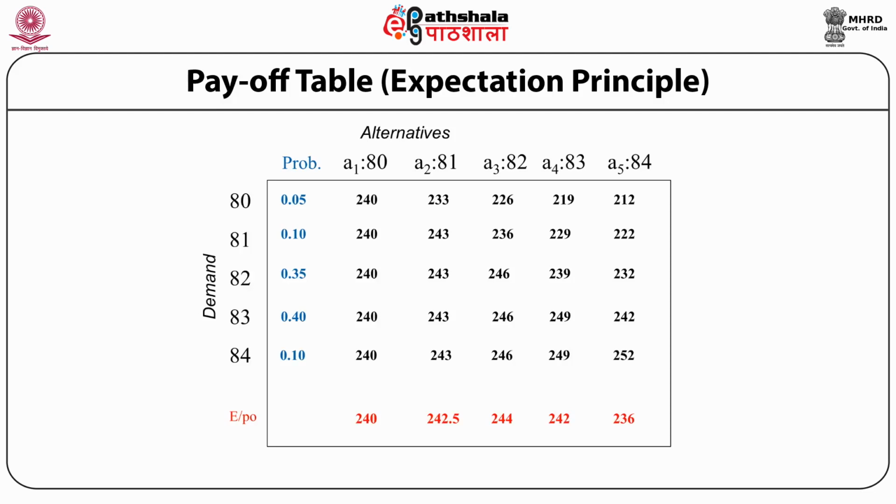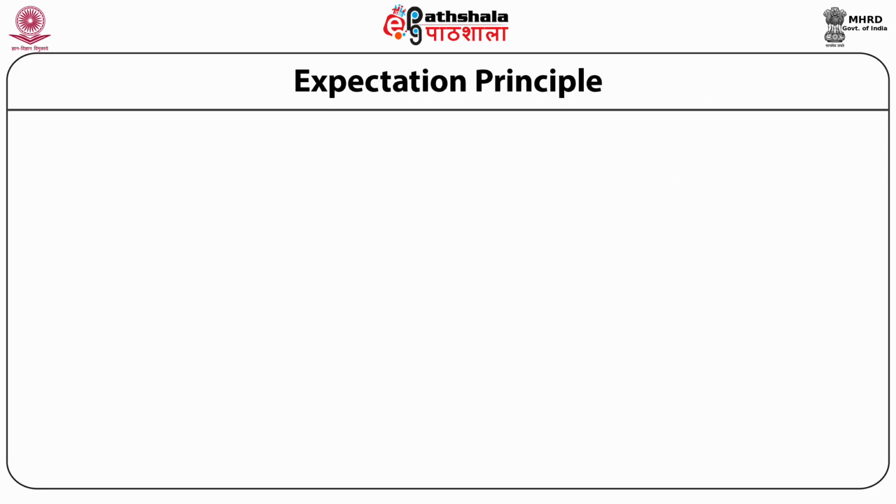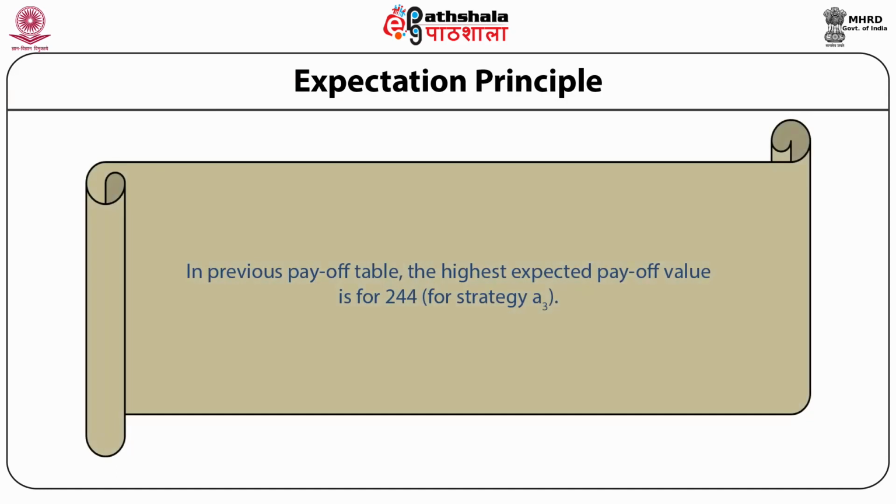So we will multiply 0.05 by 226, plus 0.10 multiplied by 236, plus 0.35 multiplied by 246, plus 0.40 multiplied by 246, plus 0.10 multiplied by 246. Now, if we take the sum of all these products, it would be equal to 244. In this way, we have calculated the expected payoff for all possible alternatives, and in this case the maximum value is 244 and its corresponding strategy is A3. So A3 is the most suitable strategy according to the expectation principle, that is, maximizing the profits of the decision maker.